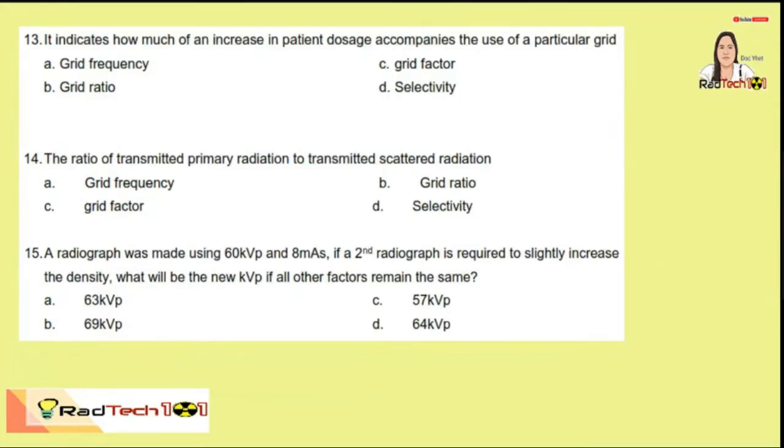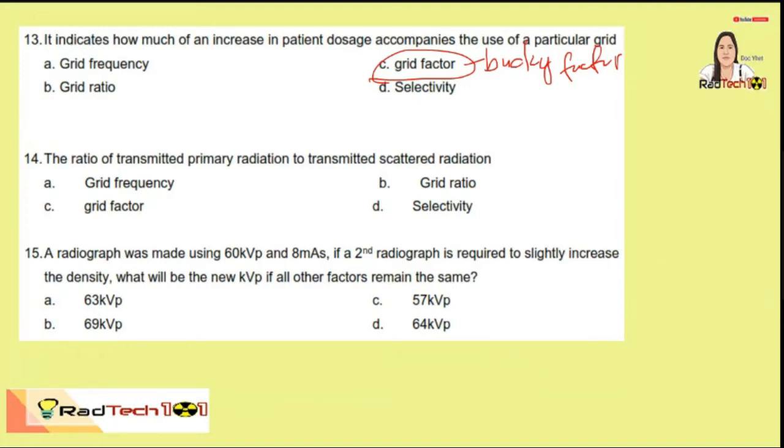Next, number 13, it indicates how much of an increase in patient dosage or patient dose accompanies the use of a particular grid. So because of this, we will be able to determine how much is the increase in the dose of the patient when we use a specific grid ratio. So, this is the grid factor, which is also known as the Bucky factor. Pareho lang sila. So with the increasing Bucky factor, it will also increase the patient dose. Because if we increase the grid factor or the Bucky factor, we need to use high technique factors, which again will also result to high patient dose.